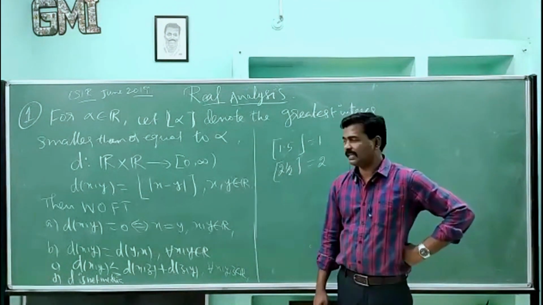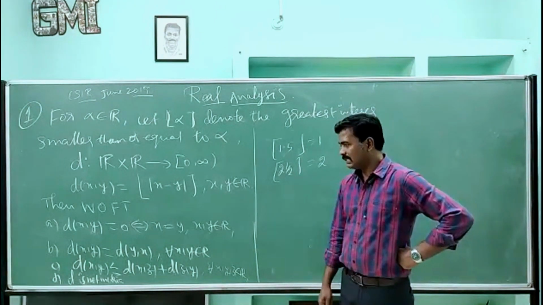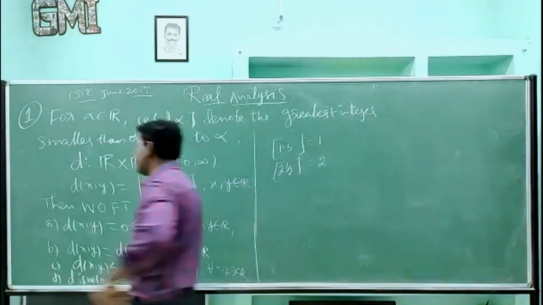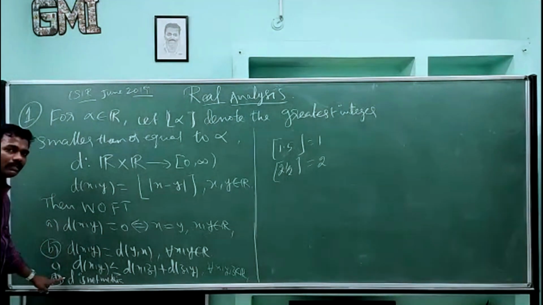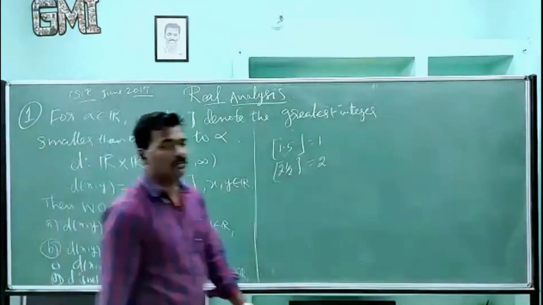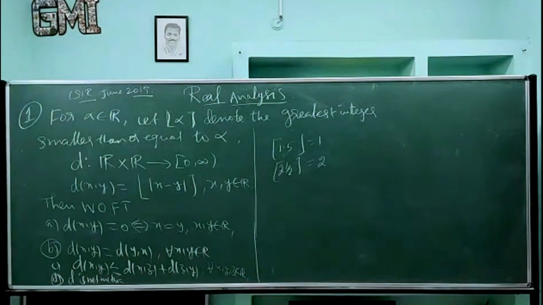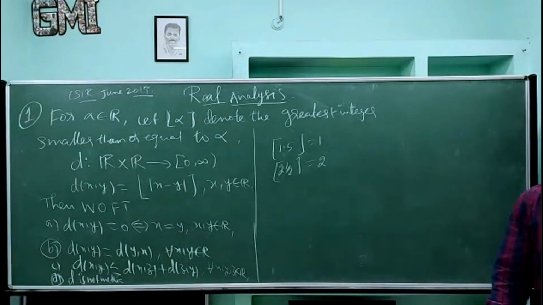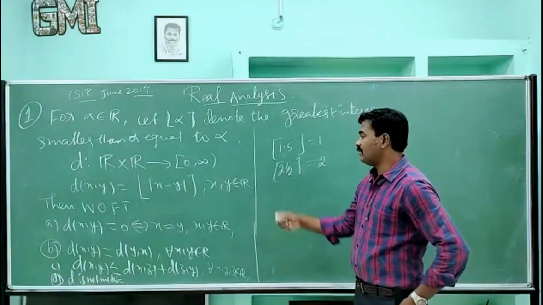D only. Okay. But the answer is BD only. The correct answer is BD. Now we have to show it. The correct answer is BD only. How? How BD only? Okay, anyway, we will do it.